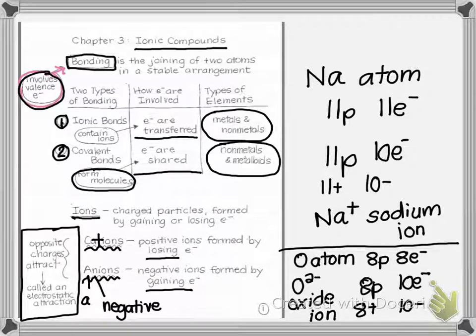Sometimes it's counterintuitive. Positive ions are created by losing electrons, and negative ions are created by gaining electrons. Part of what you have to keep in mind is electrons are negative. So if you lose electrons, you become positive because you're losing negative. If you gain electrons, which are negative, then you become negative.